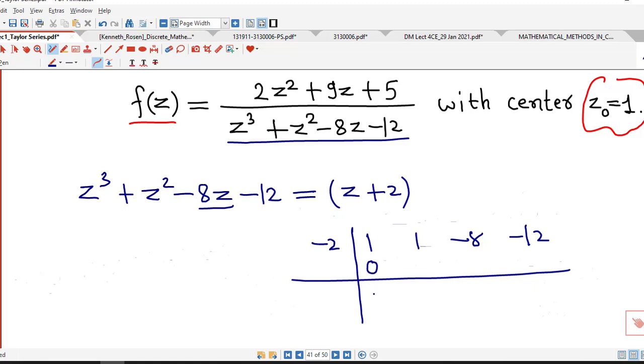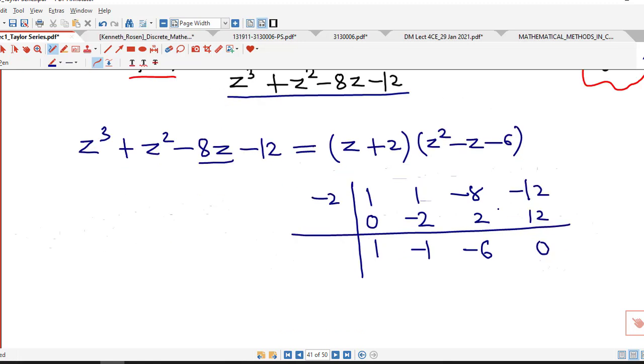Now we put 0 here, we add these two and we multiply with minus 2. Similarly, 1 minus 2 is minus 1, minus 1 into minus 2 is 2, and minus 8 plus 2 is minus 6. So minus 2 into minus 6 is 12, and we obtain 0. So the second factor is nothing but z square minus z minus 6. Okay, these are the coefficients of z square, z, and the constant term.